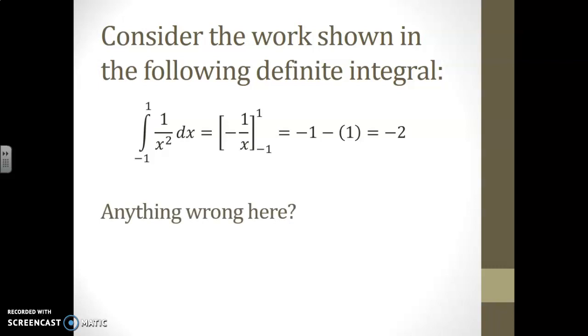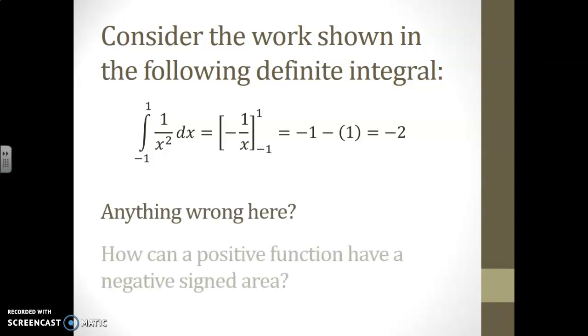However, there is something wrong about the answer we're getting. How can a function that is positive, 1 over x squared, produce a negative signed area? Some of you will have noticed that 1 over x squared is actually discontinuous at x equals 0, and therefore we would be breaking the rules if we were to apply FTC part 2.